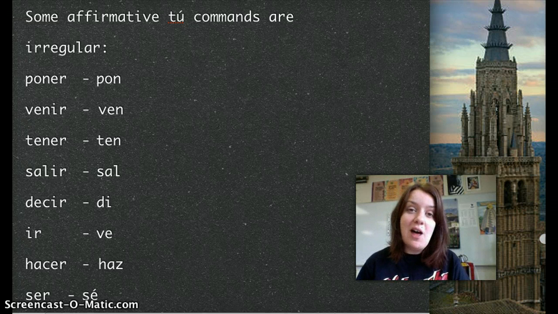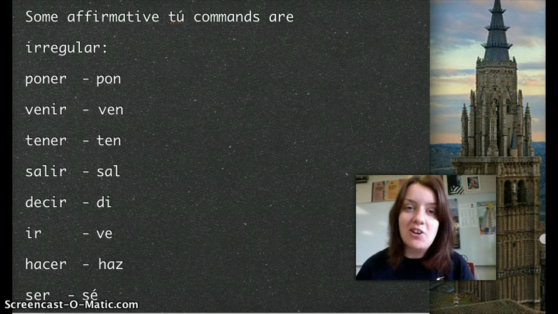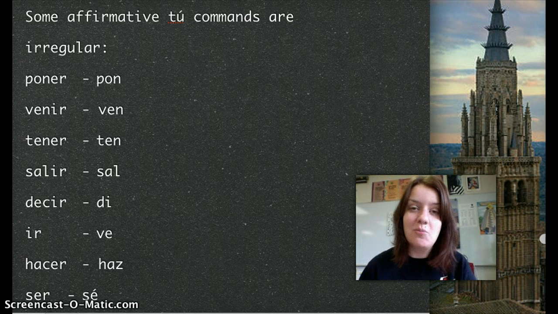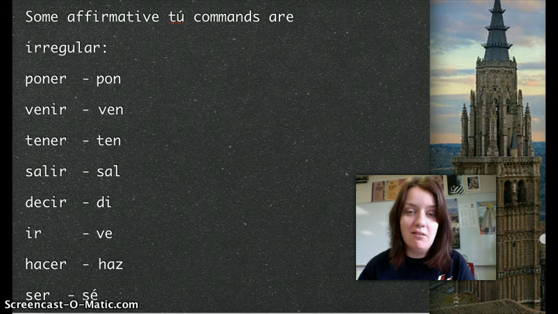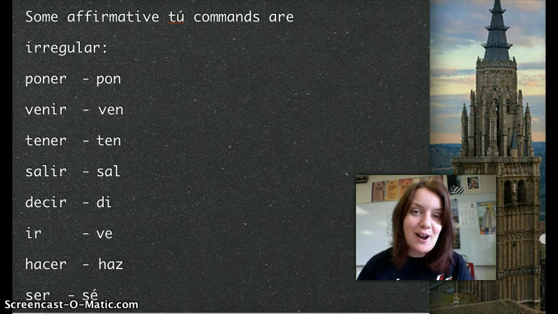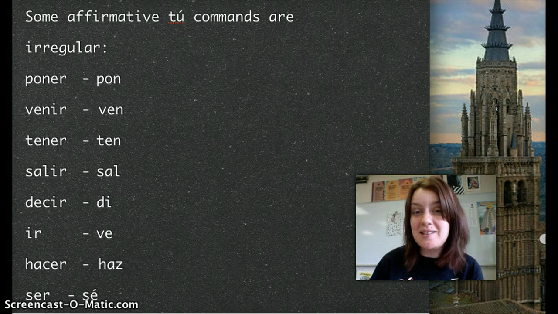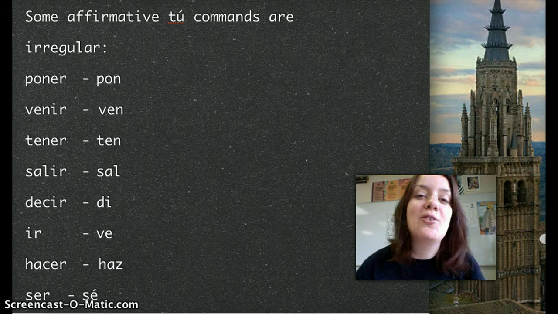One mnemonic that's helpful to remember these is "Vin Diesel has 10 weapons, eh?" So Vin Diesel, the action star, has 10 weapons, eh? So the person telling you that is presumably from Canada. So "Vin Diesel has 10 weapons": "ven" for venir, "di" for decir, "sal" for salir, "haz" for hacer, "ten" for tener, "ve" for ir, and "pon" for poner, and then "sé" for ser. So that can be your little mnemonic to help you remember.